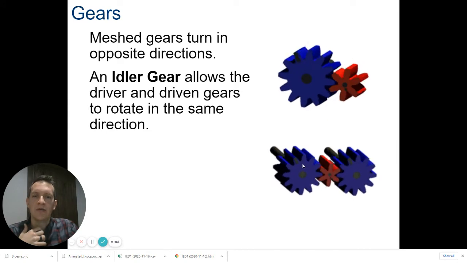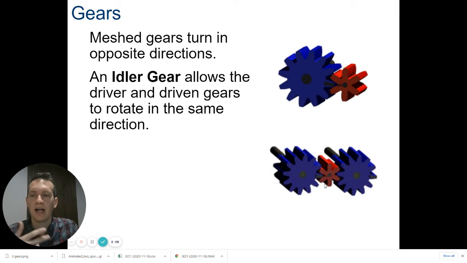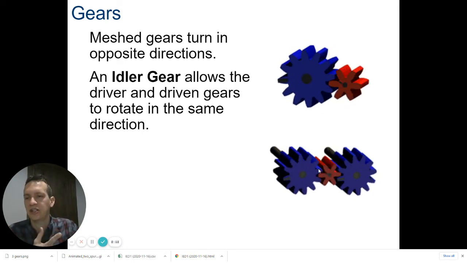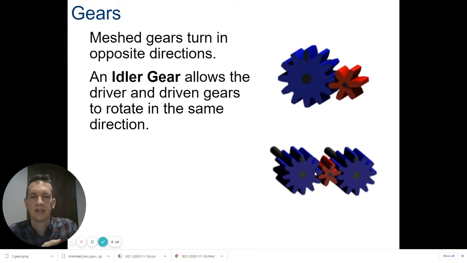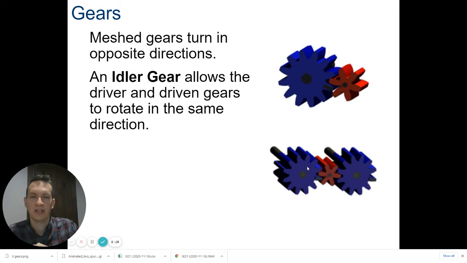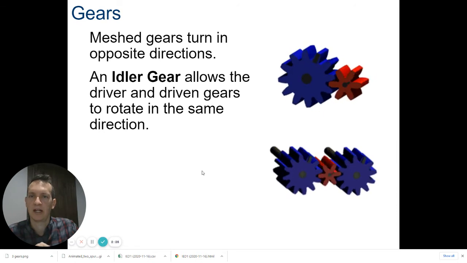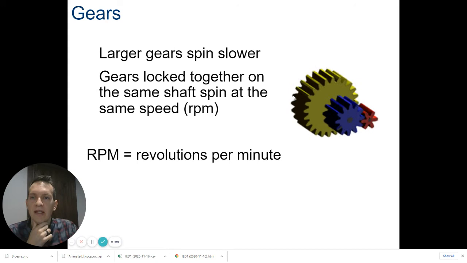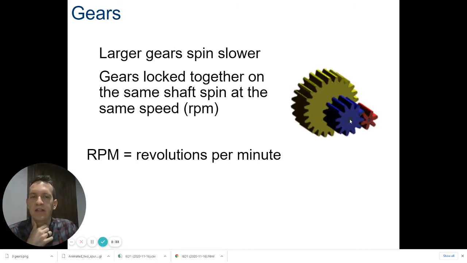And if you want two gears to turn in the same direction, you need to add what's called an idler gear. Idle means doing nothing, right? So this idler gear doesn't change work or torque or anything. This would work the same comparing the first and the last gear if you had a small gear or a big gear here in the middle, but it just allows these two blue gears to spin in the same direction. Larger gears spin slower, so remember that. Unless they're locked on the same axle, then they have to spin at the same speed.